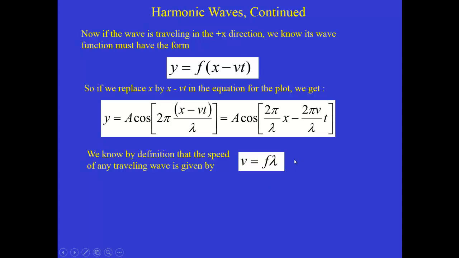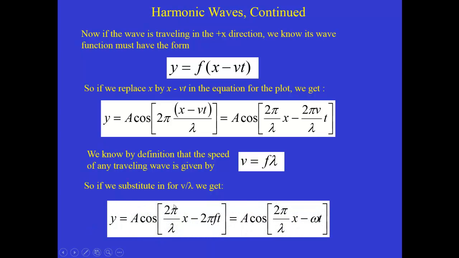And that makes sense, because the period is the time it takes for the wave to move so that it reaches an identical point in that time, right? So the wavelength divided by the period gives us what that speed is. Okay, so with this, we can now substitute in for v over lambda on the right-hand side. So v over lambda would just be f, right? That would give us y equals A cosine of 2 pi over lambda x minus 2 pi f t, and we can remember from our previous study of harmonic motion that 2 pi f is equal to omega.